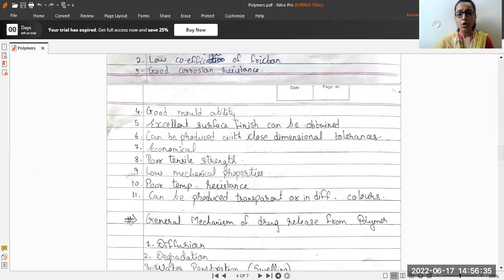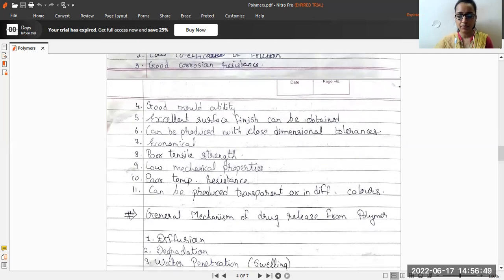and the polymer should be such that it can be produced in transparent form or in different colored form easily. These were some of the ideal characteristics, or these were some of the characteristics that make a polymer ideal.